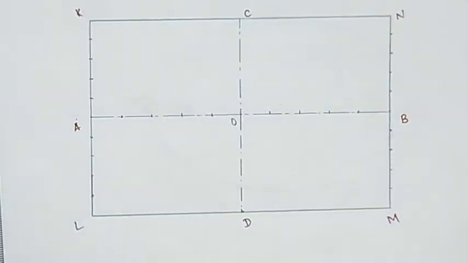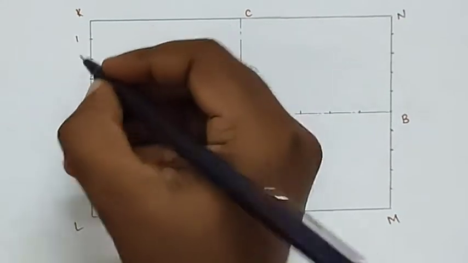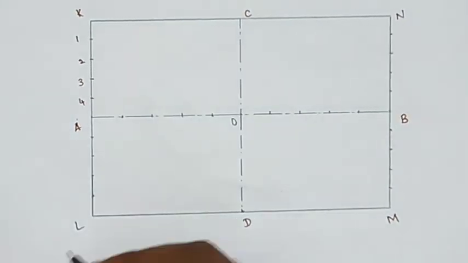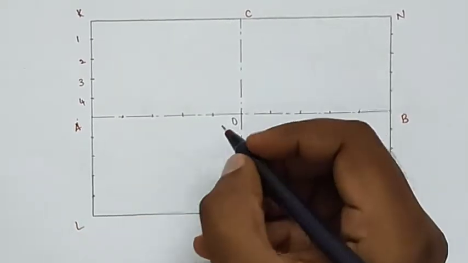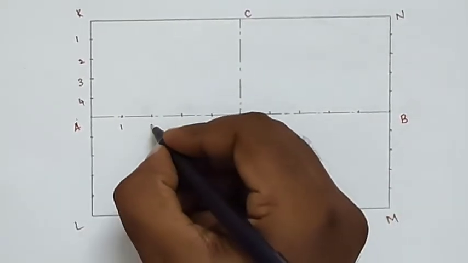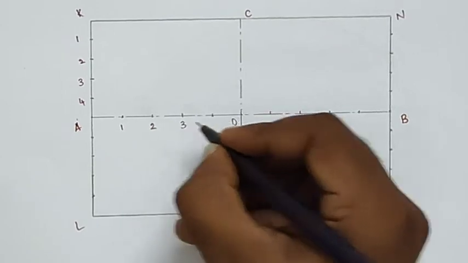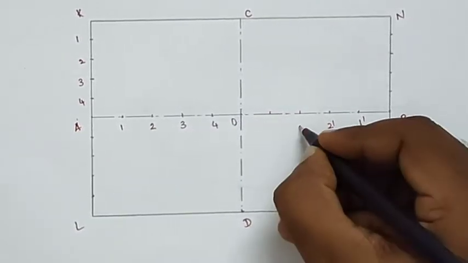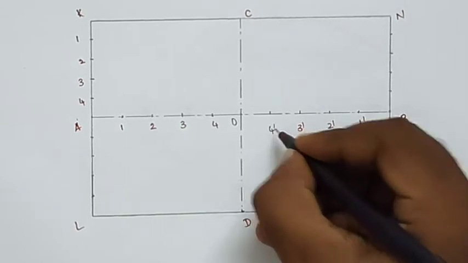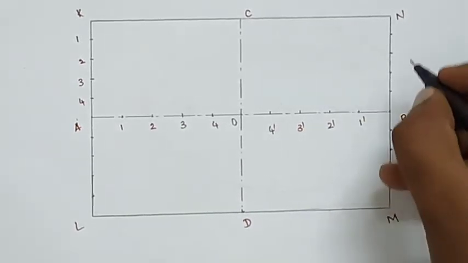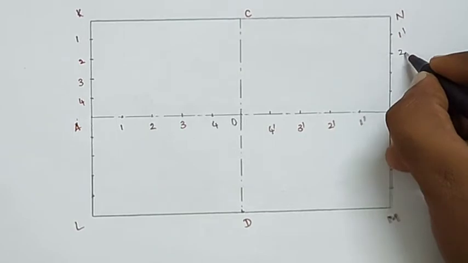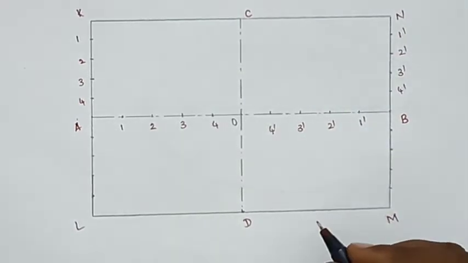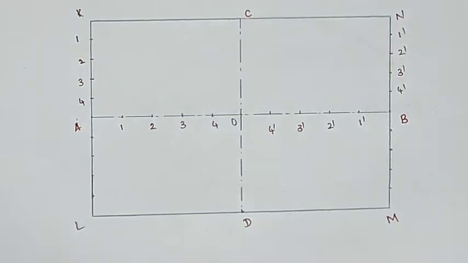Now we will give the naming here: 1, 2, 3 and 4. Similarly 1, 2, 3, 4. In this direction 1 dash, 2 dash, 3 dash, 4 dash. Similarly 1 dash, 2 dash, 3 dash, 4 dash. Like that we will give the naming.